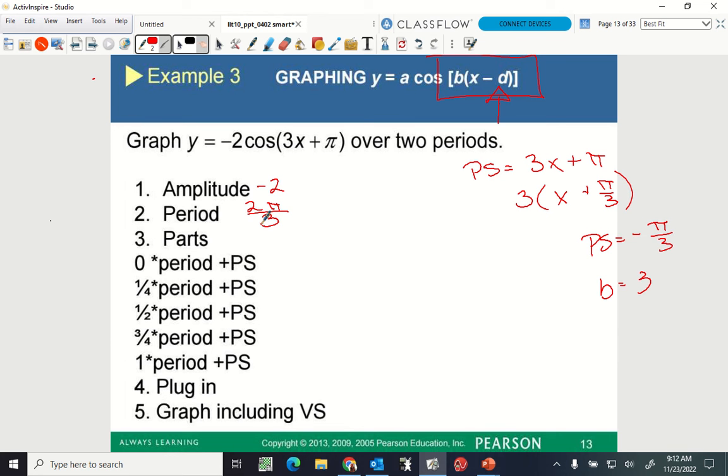All right, so now we're doing the parts. My parts is going to be 0 times the period, which is 2 pi over 3, plus my phase shift. My phase shift is negative, right? So instead of saying plus a negative number, can I just say minus? So instead of saying plus -5, I could just say -5. Does that make sense, hopefully?